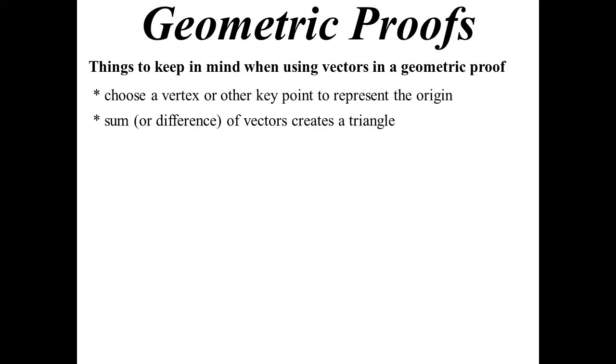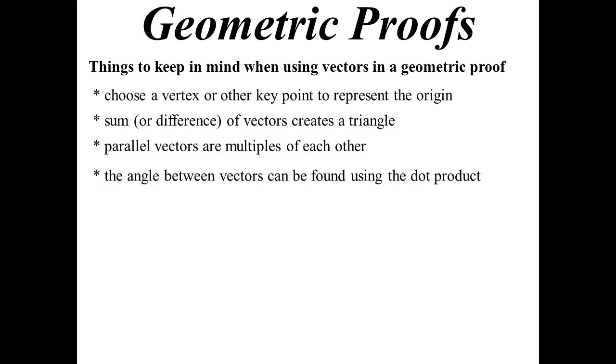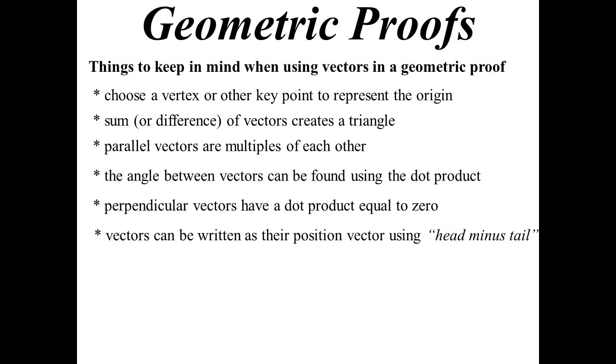So in other words, when you've got two vectors coming from one point, you know the vector joining them would be the third side of a triangle, which we saw was going to be the difference of the two vectors, so head minus tail. Parallel vectors will be scalar multiples of each other. We can use the dot product if we need to find the angle in a particular shape. And that one's very useful because in a lot of geometry proofs we're trying to show things are perpendicular, and that's when our dot product will equal 0. As I just said before, you can always write any vector as head minus tail.